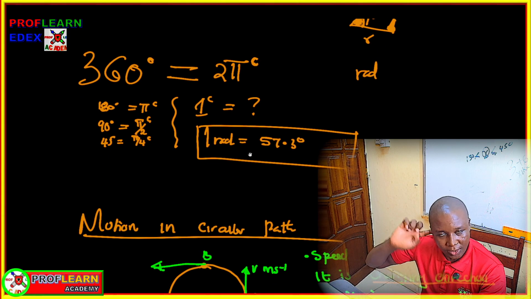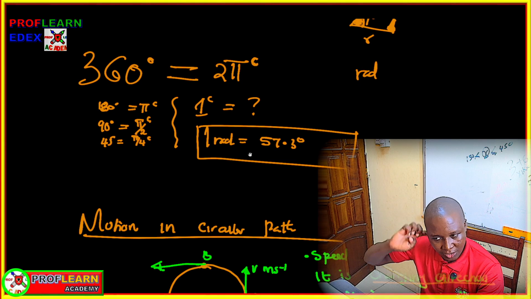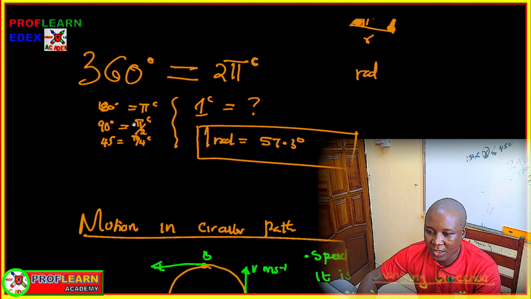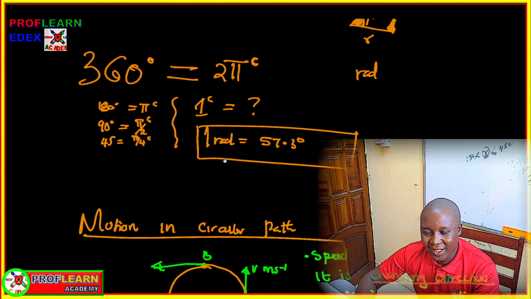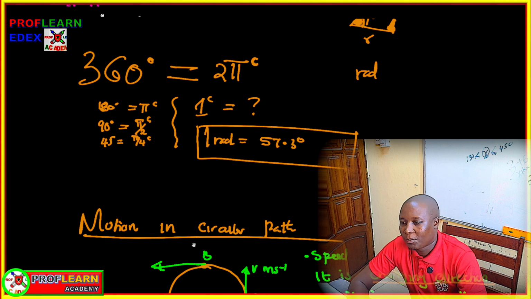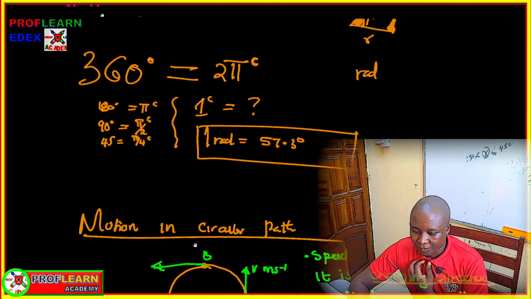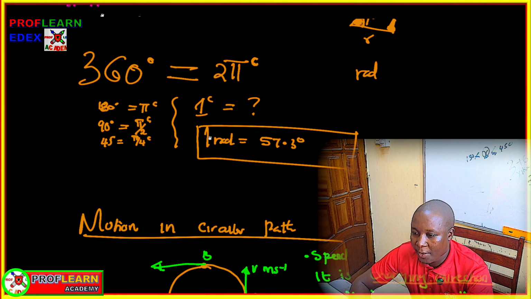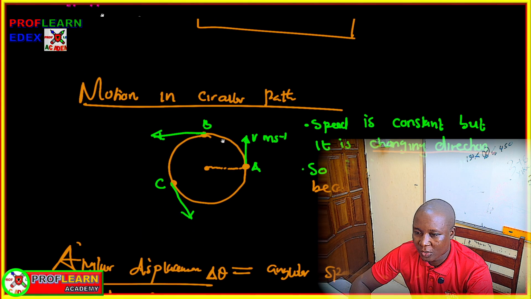You need to also have in mind that 360 degrees is equal to 2 pi radians, which means that 180 will be pi radians, 90 will be a half pi radians, and 45 is pi over 4. But 1 radian will be equivalent to 57.3 degrees. So when you are expected to convert to radians, that's what you have to remember, and we shall be using this to do the conversion.